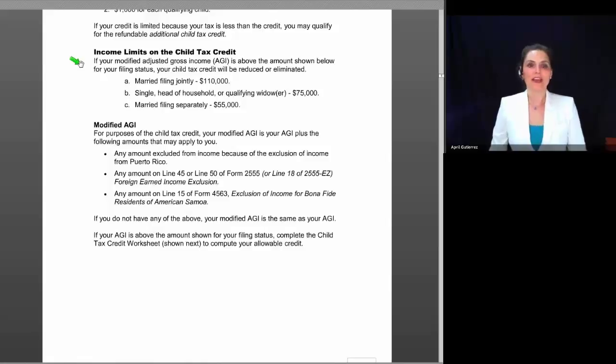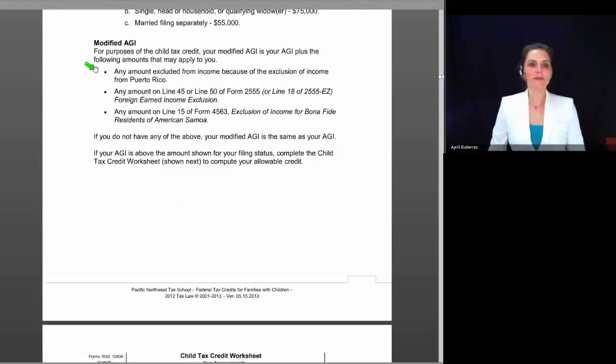If your modified adjusted gross income is above the amount shown below for your filing status, the child tax credit that you can claim will be reduced or eliminated. For a married couple, income in excess of $110,000 causes your credit to phase out. Single, head of household, or qualifying widow, the phase-out is $75,000, and for married filing separately, it's half that of joint, $55,000.